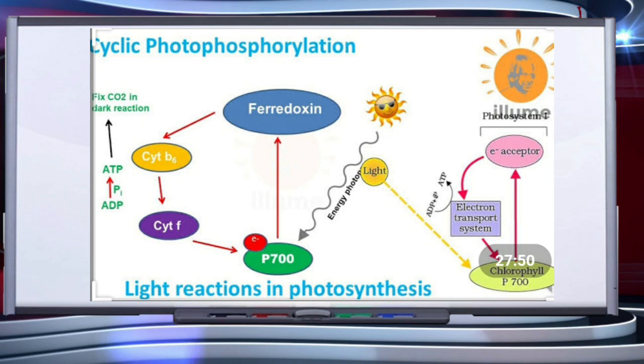Cyclic photophosphorylation alone occurs when light of wavelength higher than 680 nanometer is available. Photolysis of water takes place in presence of sunlight in the lumen of thylakoid because the water splitting complex is located on the inner side of the thylakoid membrane. The water splitting complex is associated with photosystem 2. The electrons are used to replace the electrons lost by photosystem 2. The oxygen is liberated into the atmosphere while the protons accumulate in the lumen of thylakoids.